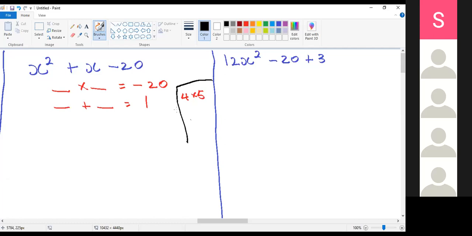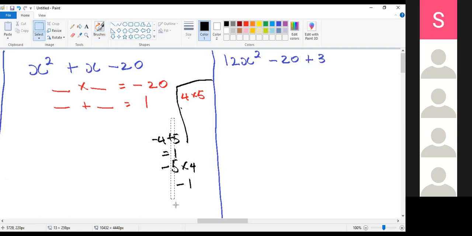For negative 4, negative 4 plus 5 would give you positive 1. So it could have been negative 4. What else could you try? Oh, negative 5 and 4. Negative 5 times 4 would give you negative 20 because a negative times a positive is a negative. But when you add them, you would get negative 1. Everybody seen that?